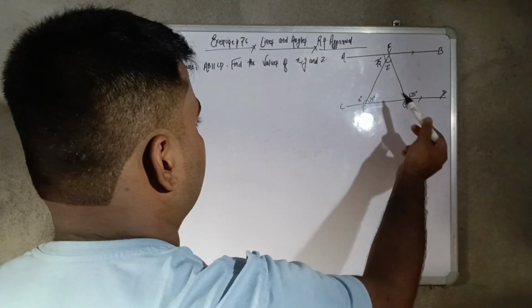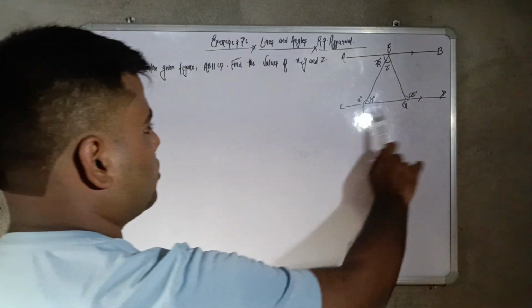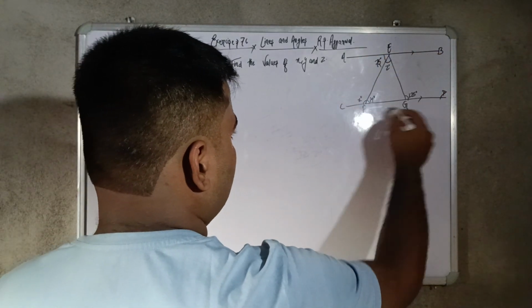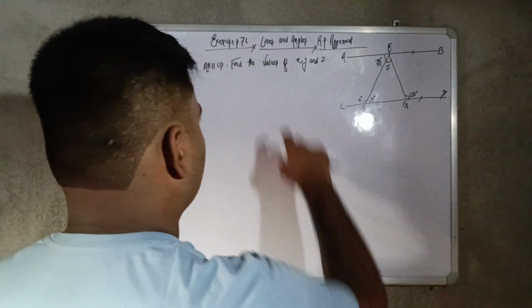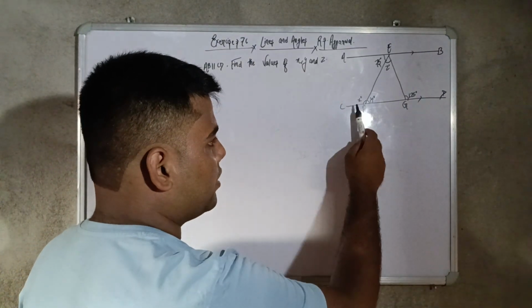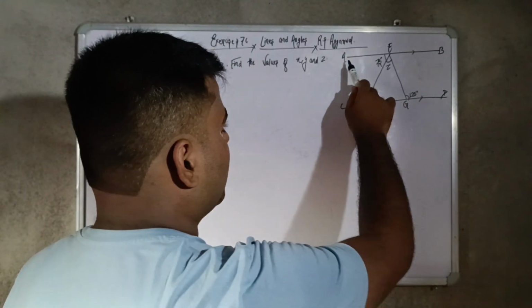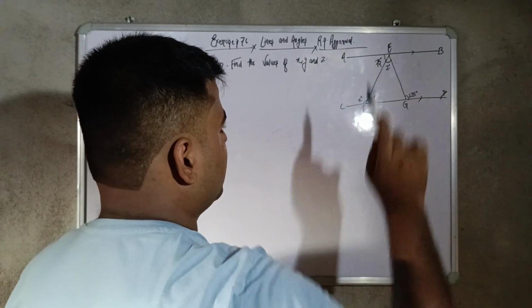AB is parallel to CD. It means that these AB lines are parallel to these CD lines. And the next part says to find the value of x, y, and z, and the value of angle AEF and the value of angle EGD.